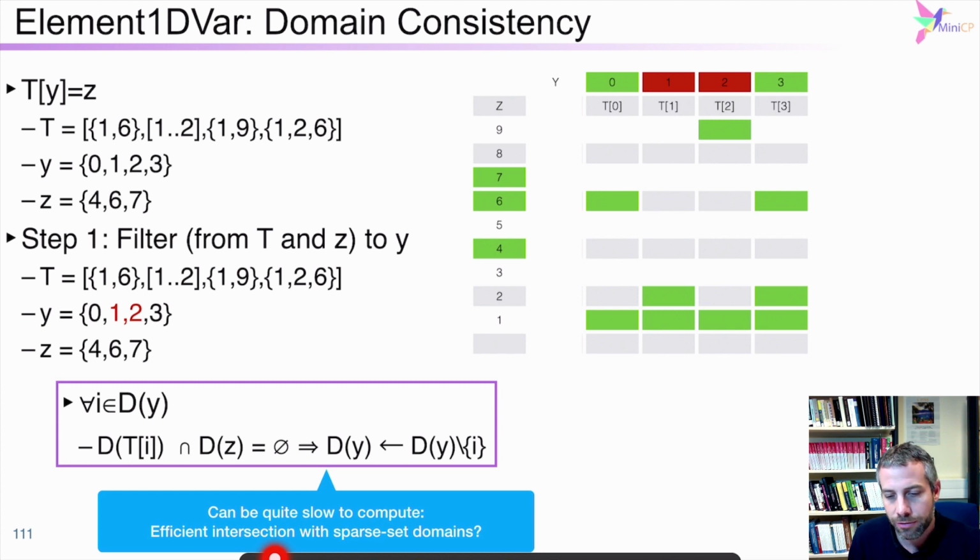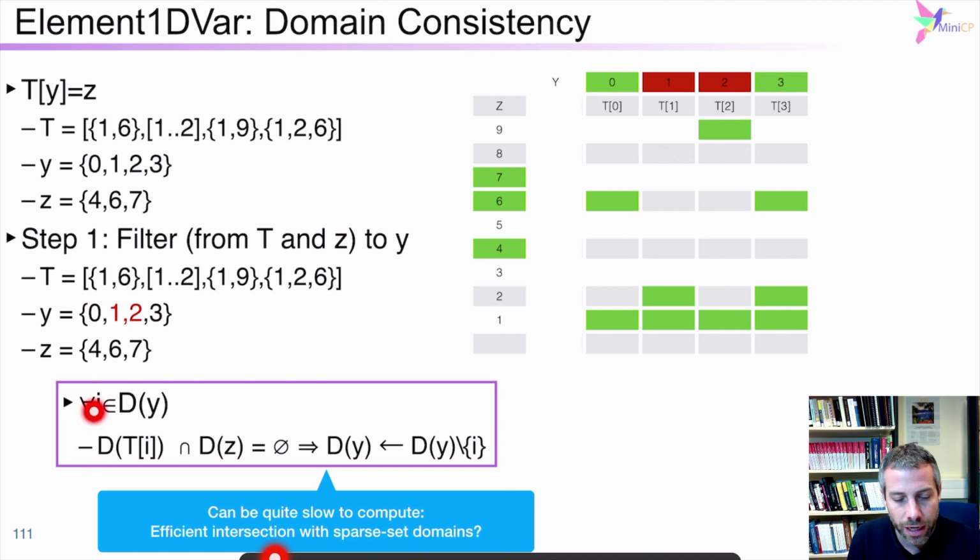As previously, we have the domains of the target variable z, which is represented here. The domain of the variable y, the index variable, is represented there. And you see also vertically, increasingly, the domains of each of the variables in the array T. So what are the values that we can remove there? First, we will do the filtering from T and Z in the direction of Y. So we will first be interested to filter the index variables there. As you can see, the filtering that we use is this one.